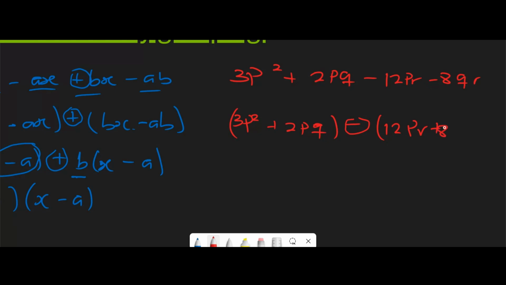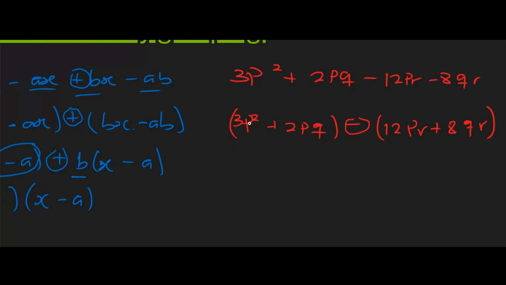So we have 8. Sorry, I think I've got to do it well. So we're going to get 8qr. So always take notice of that. All right, so let's factorize each bracket using the common factors approach.